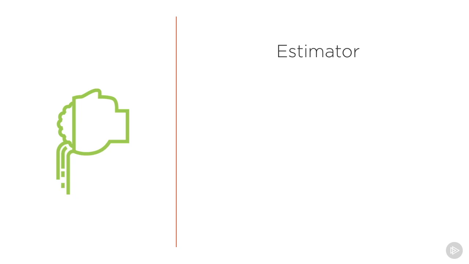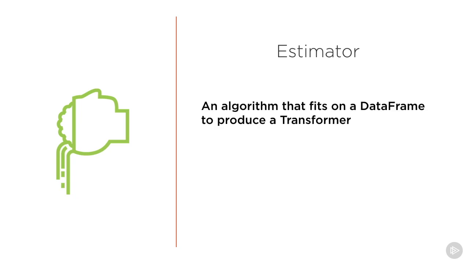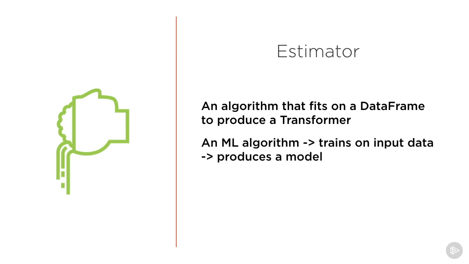An estimator is a slightly harder concept to understand. It's more abstract. It is an algorithm that fits on a data frame, looks at the data within a data frame, and produces at its output a transformer, another algorithm that is able to change the data frames in some manner. An estimator learns from data and produces another algorithm which has the ability to change data based on what the estimator learned. Machine learning algorithms in Spark ML are all estimators.